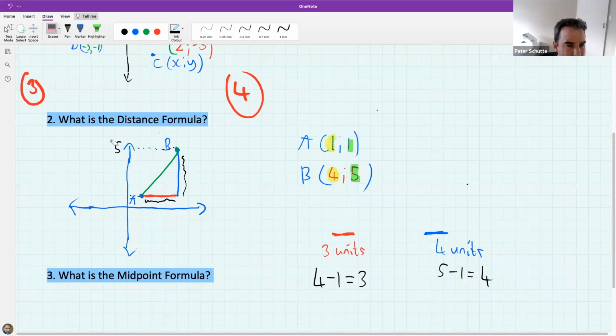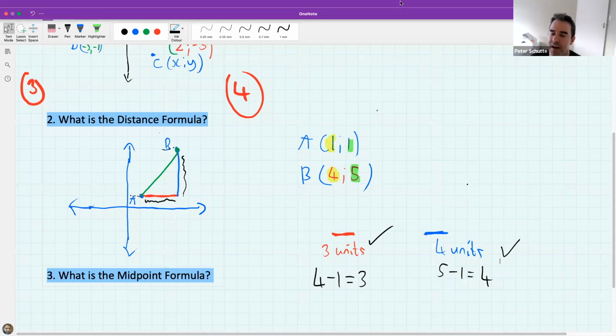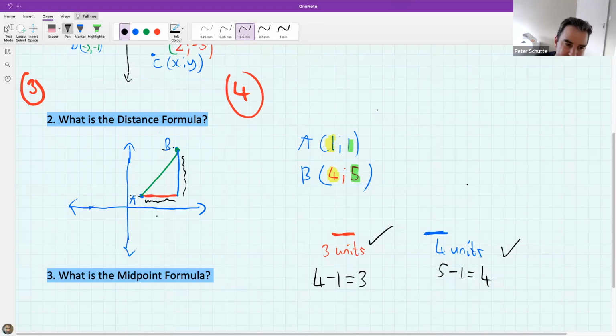Give me a thumbs up if you understand how I got the 3 by using the coordinates. I know everyone could see it visually, but do you understand how I subtracted the 2 x coordinates to get 3? Give me a thumbs up if you understand this part and this part. Okay. Awesome, awesome, awesome.